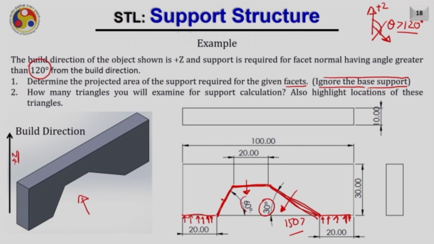However, if you look at this face, the facet normal for this will make an angle of 120 degree from the build direction, that is your plus Z direction. In that case, support may not be required for this particular zone. Hence, the support will be required for this zone and only for this zone.